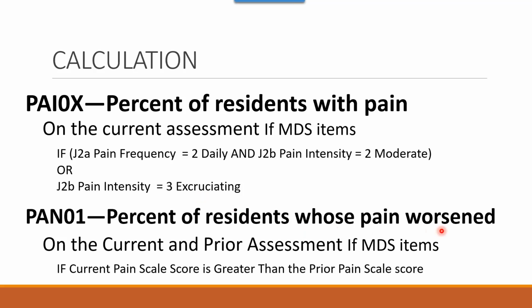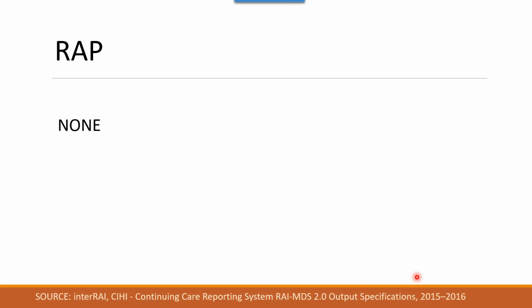And then for those who worsened, on this particular area, we're looking at the current and the prior assessment. So here we're looking at the current pain scale, and recall that we were using the pain scale that we looked at before that went from 0 to 3. If the current pain scale is greater than the prior pain scale, then obviously there's more pain. Okay, so those are the calculations. Very simple, very straightforward. There is not a RAP that's related to this in Canada.